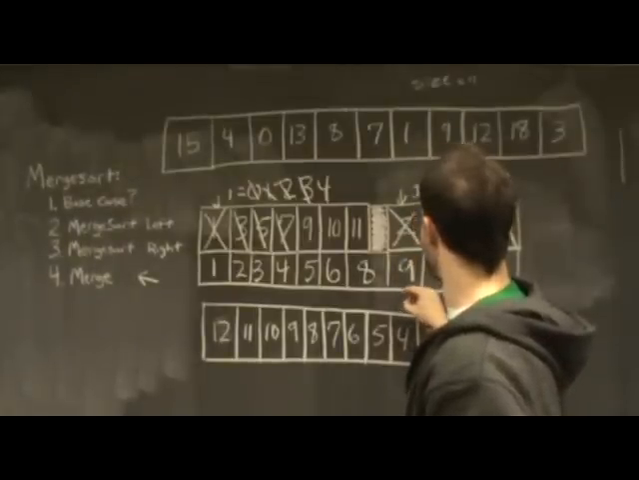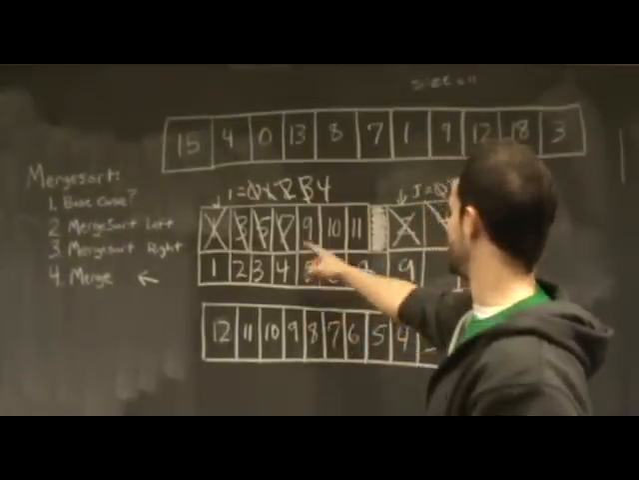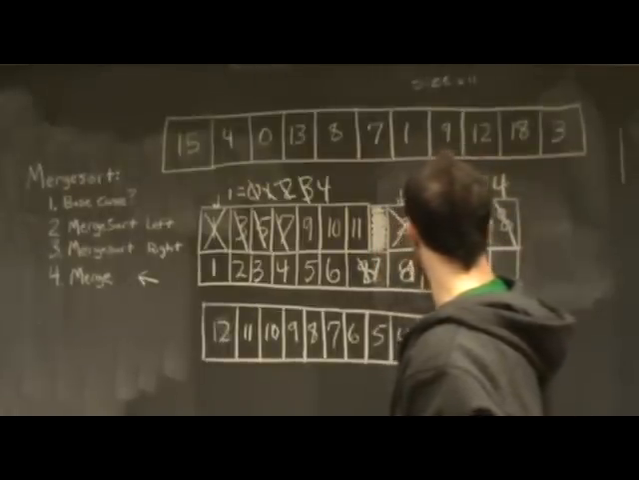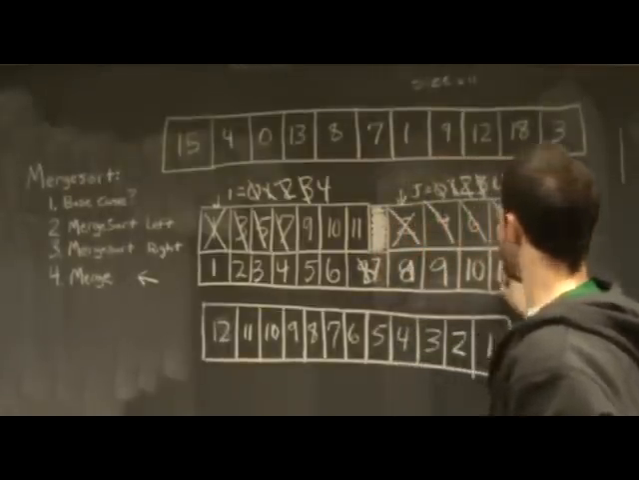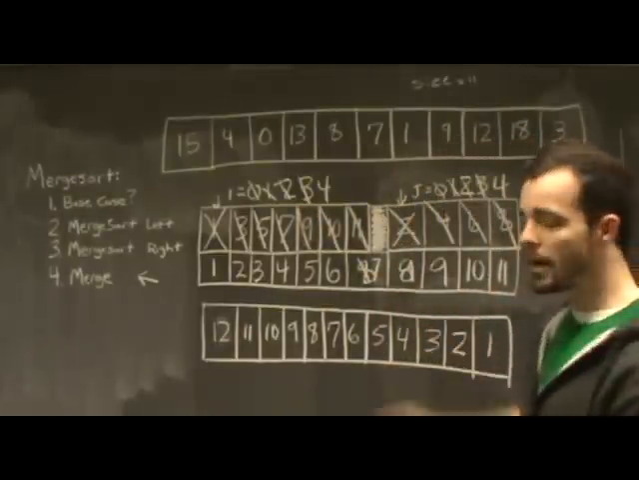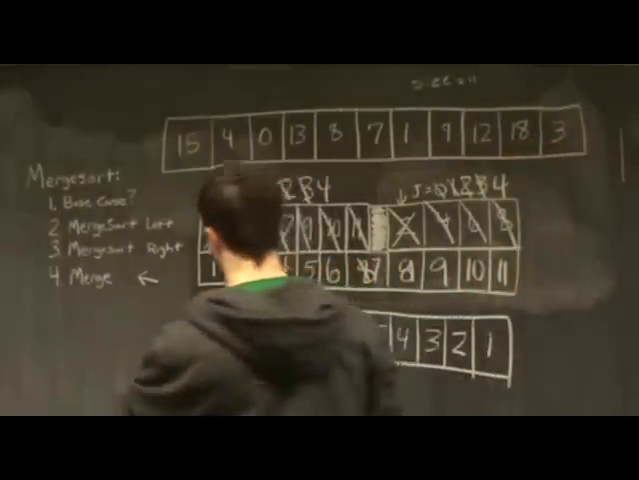So did I skip 1? Oh, I did skip 7. I skipped writing 7 in there. So we'd have 7, then 8, then 9, then 10, and then 11, one at a time, just copying those in. So that's how the merge step actually works.